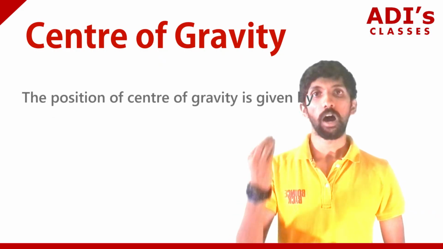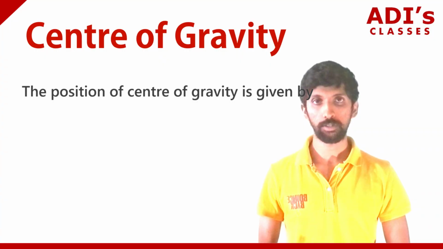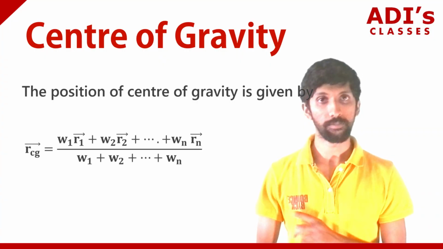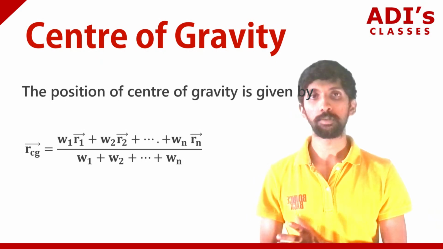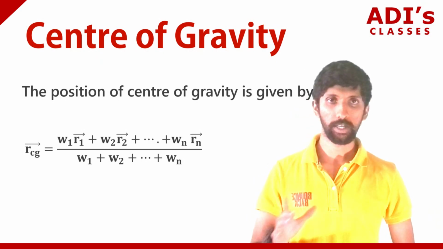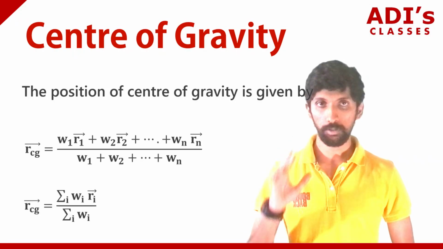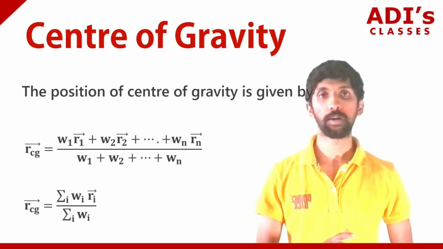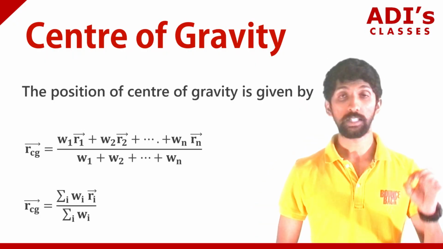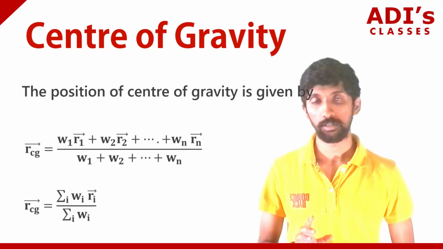will be R is equal to W1 R1 plus W2 R2 dot dot dot till Wn Rn divided by W1 plus W2 plus W3 till Wn. In other words, we can write this in sigma notation, which is sigma Wi Ri divided by sigma Wi. Now, this is the position, but remember we are talking about vectors here, right?